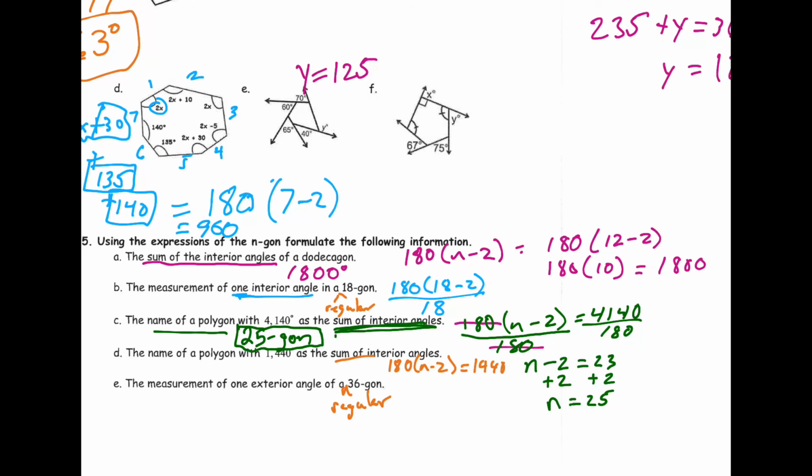And this one, the measurement of one exterior angle of a 36-gon, is going to be our 360 divided by n. And we are given that n is 36. So then I can just write 360 over 36. And that will give me the answer.